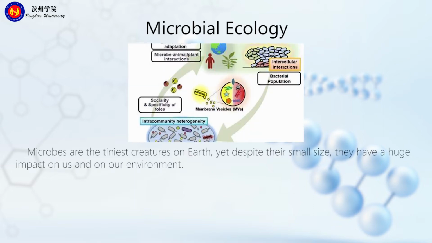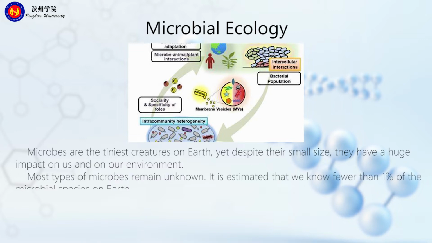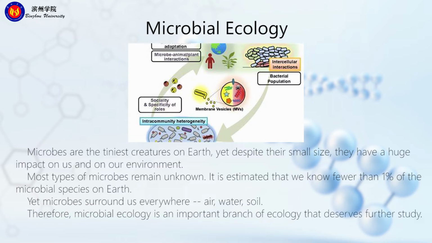Microbes are the tiniest creatures on Earth, yet, despite their small size, they have a huge impact on Earth and on our environment. Most types of microbes remain unknown. It is estimated that we know fewer than 1% of the microbial species on Earth. Yet, microbes surround Earth everywhere: air, water, and soil. Therefore, microbial ecology is an important branch of ecology that deserves further study.